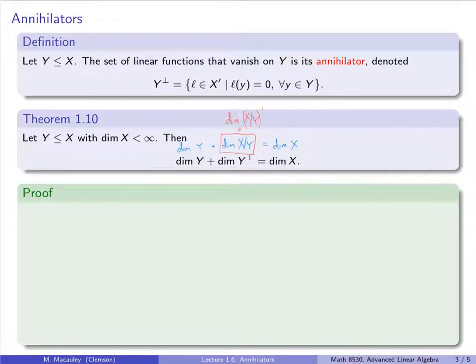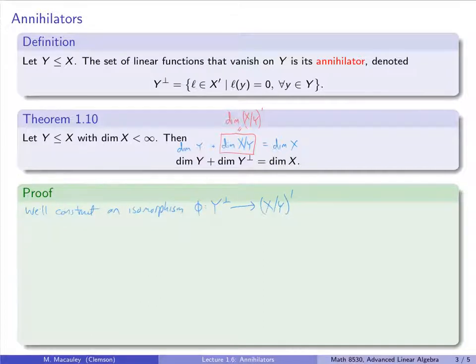Now that may seem a little bit weird, like, what is that going to look like? But let's go with it and see what happens. I think you'll see that it's more straightforward than you might expect. So let's write that down. We'll construct an isomorphism, let's call it phi, from Y perp to the dual of X mod Y.